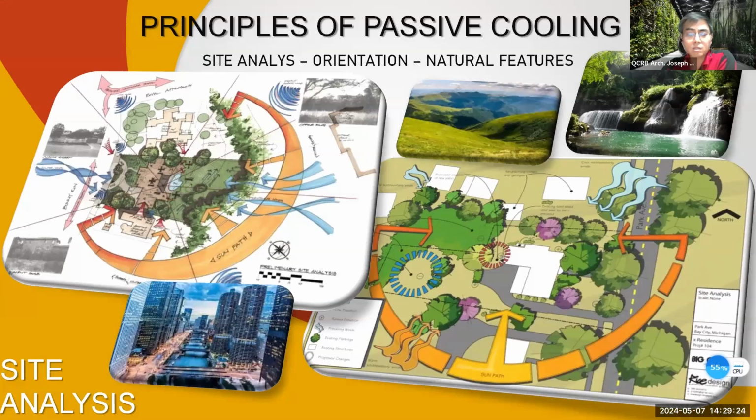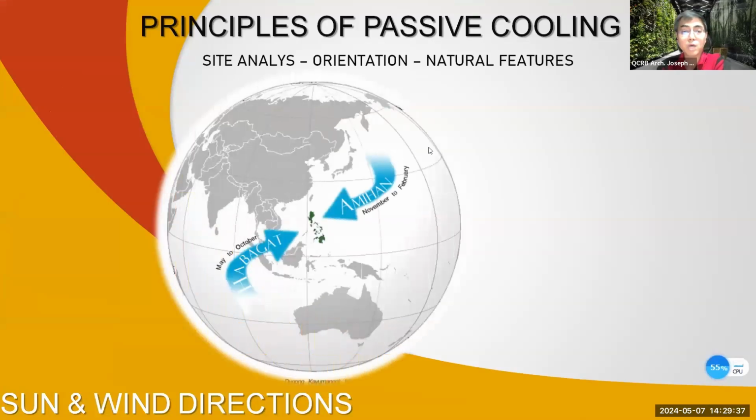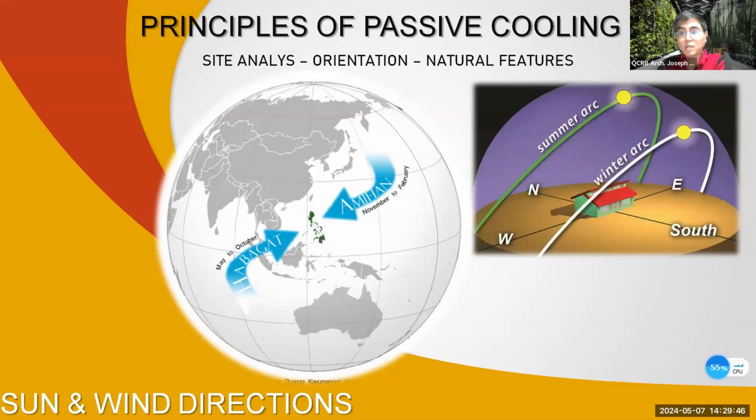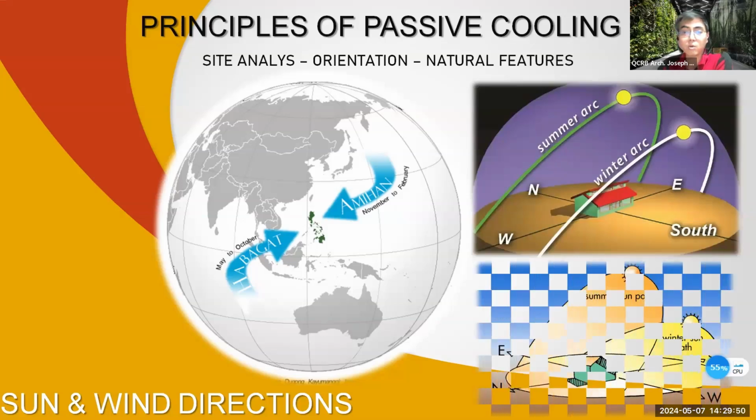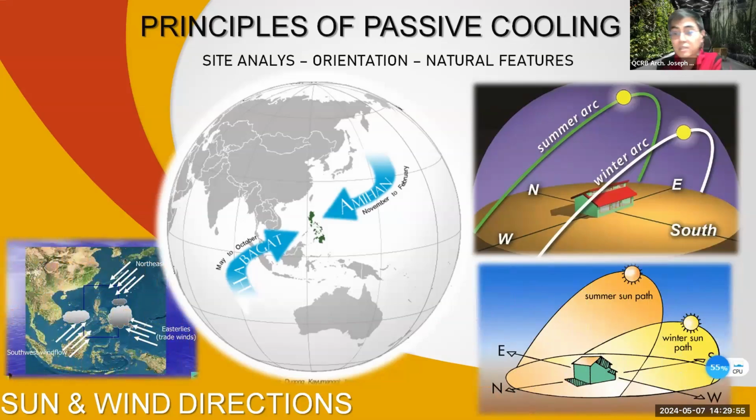So meron tayong traditional trade winds that comes from amihan and habagat. Pero kung meron kang buildings beside you, it moves the wind to different directions. Also, it is another source of heat, the buildings that surround your house. So these are the normal trade winds, amihan from the northeast and habagat from the southwest. And this is the direction of the sun from east tilting towards the south and going to the west. This is what we use to analyze the site.